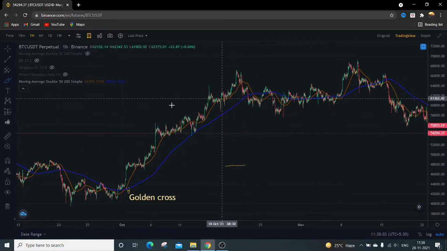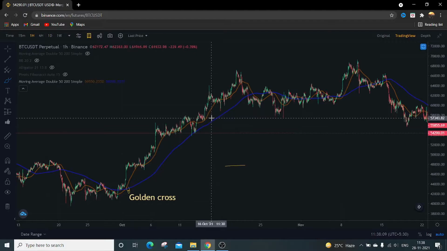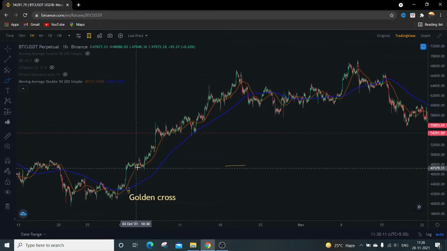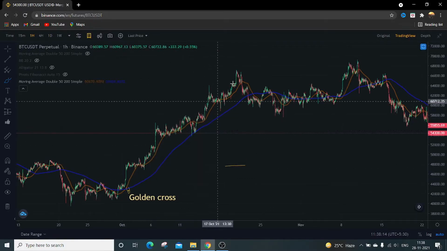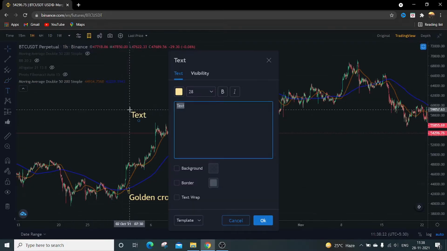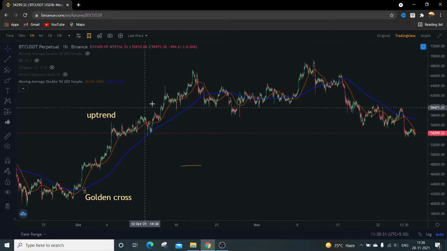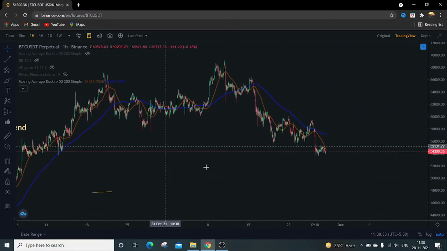Moving on to the next part, this is generally referred to as an upward trend as it is going in the upward direction. So I write it down over here as uptrend. Okay, fair enough.